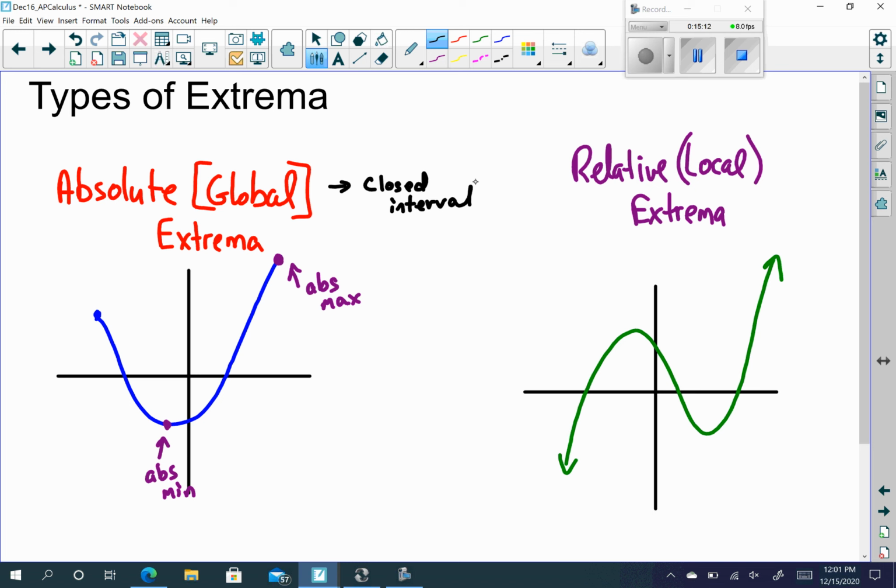It also happens with polynomials of even degrees. Even if we're not on a closed interval, if we think of y equals x squared, we have a parabola that opens up, so we're definitely going to have an absolute min. If we look at y equals x to the fourth, or any degree of 4, we're going to have an absolute min if it opens up. We can have an absolute max if it opens down. So I'll also write this out as polynomials of an even degree.